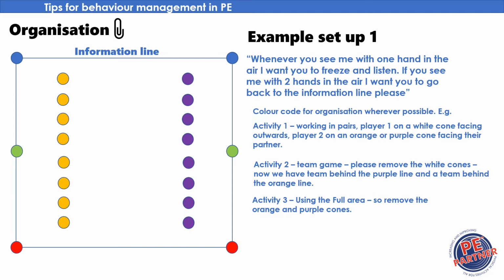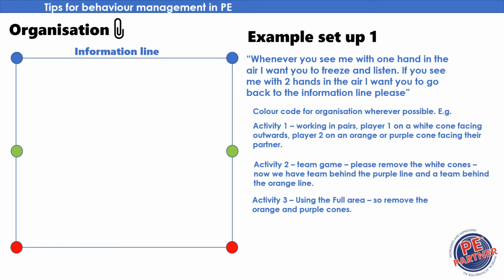Once we've done that team game, we're now going to look at activity 3, which is using the full area. So we want to remove the orange and the purple cones. Again, really quick to get going. You can say to the kids, pick up the orange and the purple cones, and then you've got your big space.